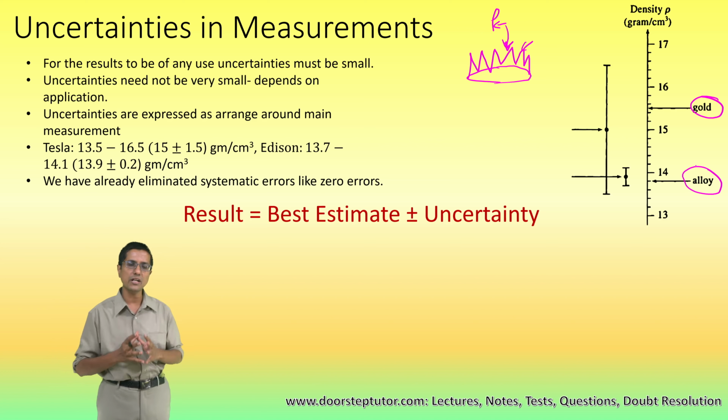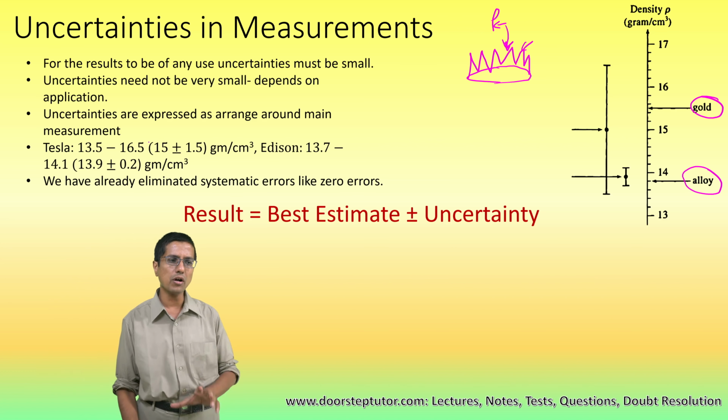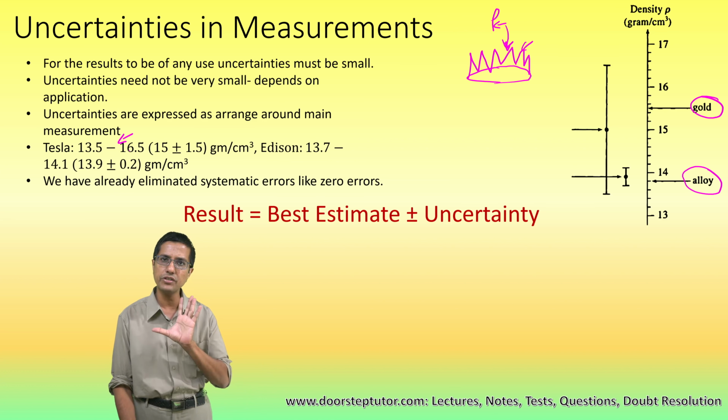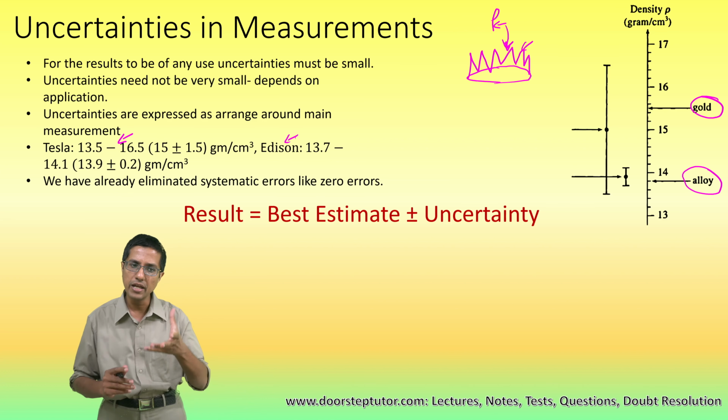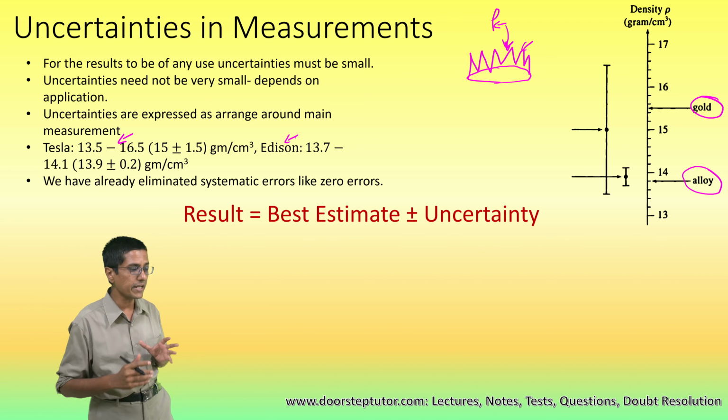So Tesla took this crown to his home and performed some experiments, and then he said that, according to my experiments, this is the range of possible values for the density of this crown. He said that it could be between 13.5 and 16.5. Edison also took this crown and came up with the result that the range of density for this crown could be between 13.7 and 14.1.